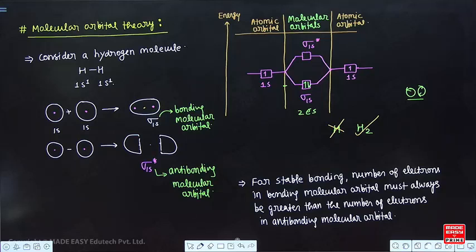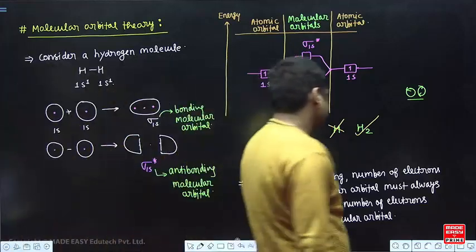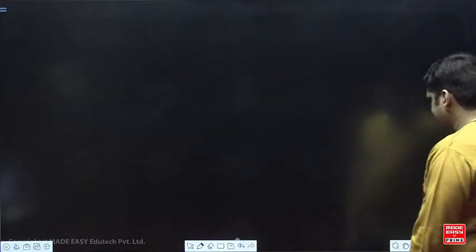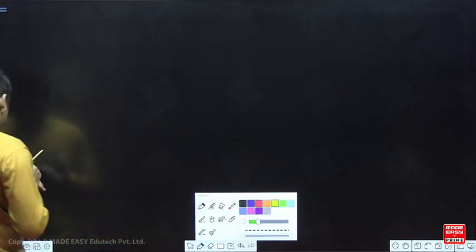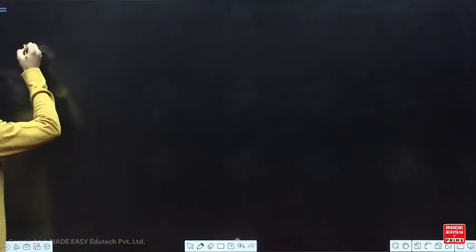Noted? Good. Now let's move on towards the next type of bonding, that is metallic bond.